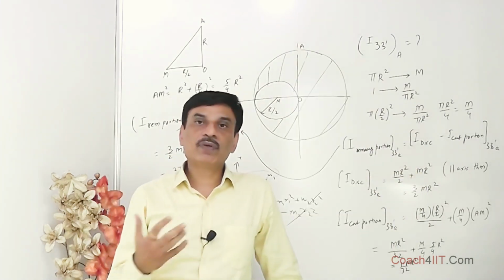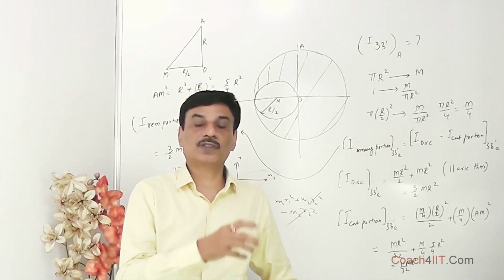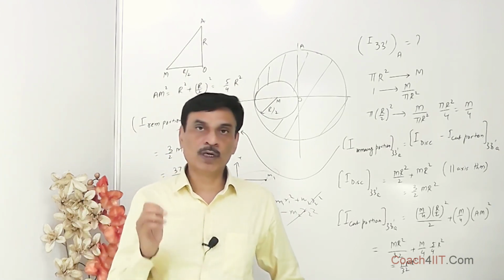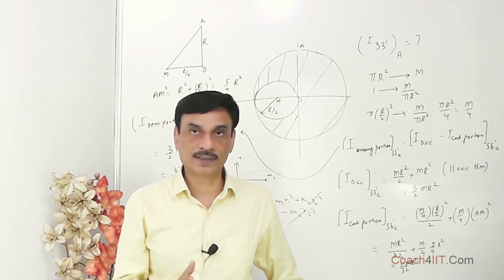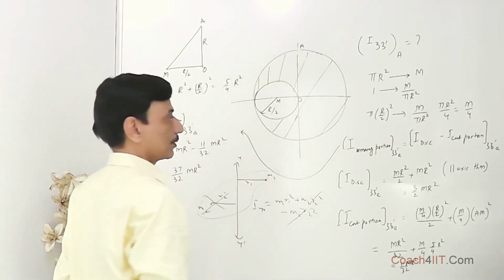We cannot change the axis midway. It is not the moment of inertia of this body about one axis minus the moment of inertia of the other body about another axis. We cannot subtract or add these two moments of inertia. Moment of inertia is always of a body about an axis. So we are finding the moment of inertia of this remaining portion about this axis.